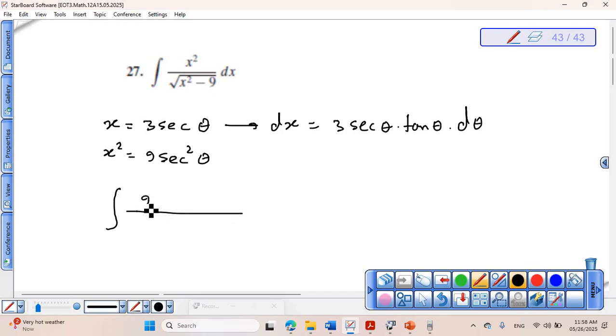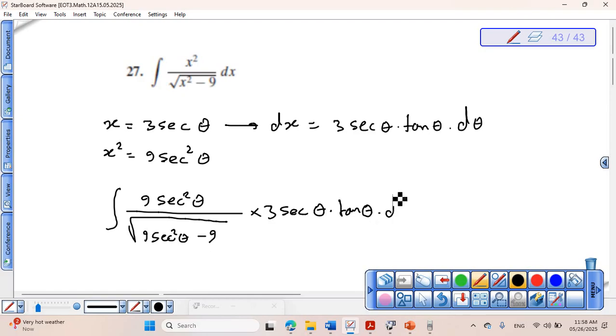This is equal to 9 sec square theta. Here also 9 sec square theta. Replace each x square by this one, minus 9, times dx, which is 3 sec theta tan theta d theta.